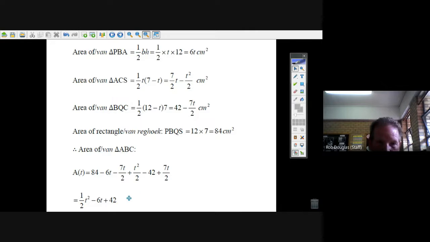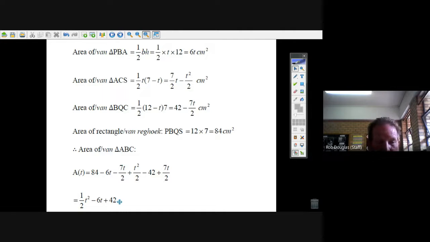And when you subtract those 3 areas, you'll reduce it all. It takes a little bit of work. You have 84, you've got a 42 there, you subtract. That's how I got 42. Do all the algebra carefully and simplify it, and you'll get to 1/2 T squared minus 6T plus 42, just by putting together that 6T, this 7/2 T, plus T squared over 2. Anyways, you add all these things and you'll get down to here. Now there's your equation in terms of T.